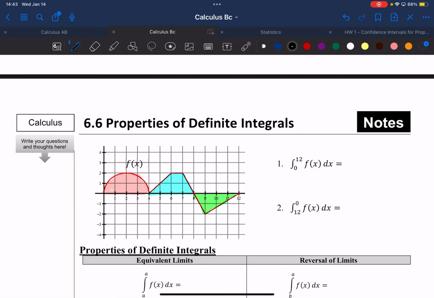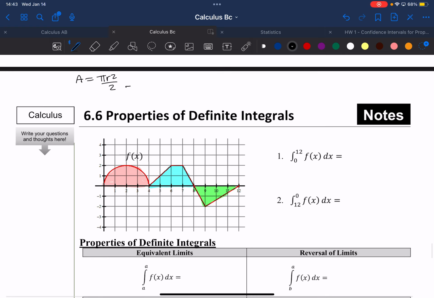Okay, so starting with the semicircle, we know that the area is equal to pi r squared divided by 2. What is the radius of that half circle? 2. So this is pi times 2 squared over 2, which gives us 2 pi. Okay, so the area of that semicircle is 2 pi.